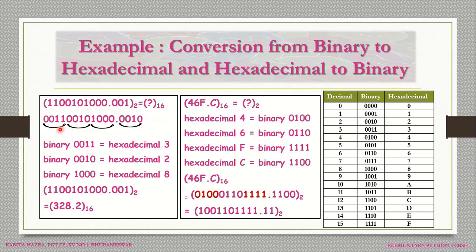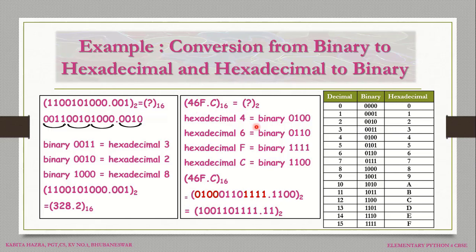Now we will write the decimal equivalent for each of these groups. 0011 is hexadecimal 3, 0010 is hexadecimal 2, 1000 is hexadecimal 8, and 0010 is hexadecimal 2. So the corresponding hexadecimal number is 328.2.